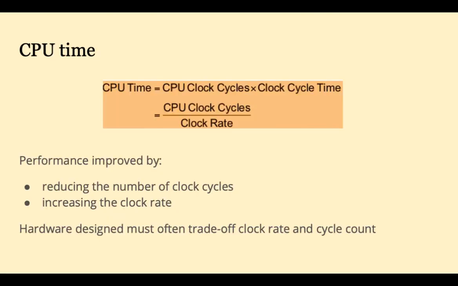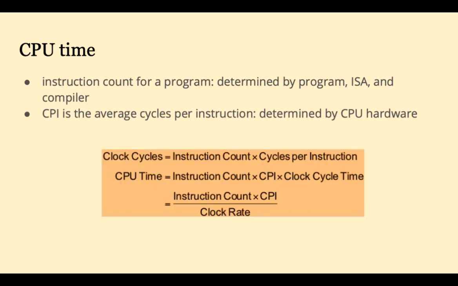This is the initial formula we look at to measure CPU time. The time it takes to execute a program depends on the number of clock cycles that it takes, times the clock cycle time. Since clock cycle time and clock rate are inverses of each other, we can also express this idea as the number of clock cycles divided by the clock rate. We could improve CPU performance by either reducing the number of clock cycles or increasing the clock rate. As it turns out, these are very intertwined. CPU design is often a trade-off between the clock rate and the clock cycle count.